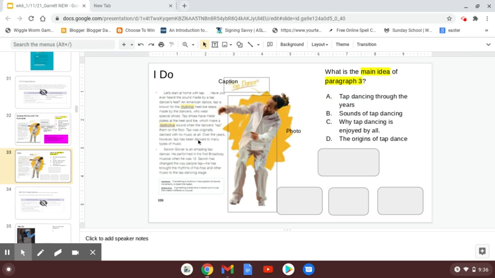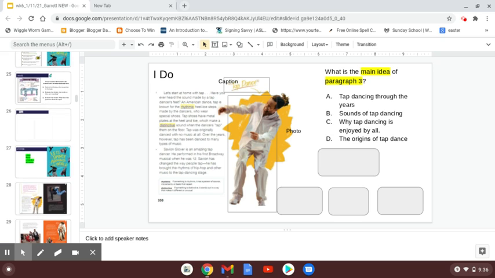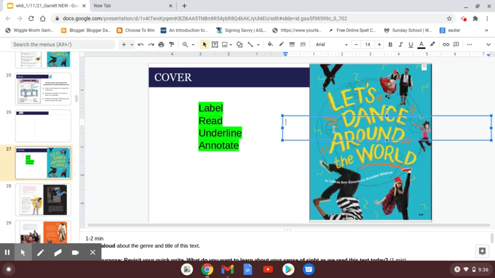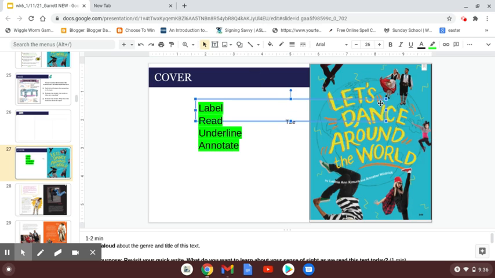Okay. So in my text so far, I have a photograph, I have a caption. I want to look at the title of this story or this text as well. It says, "Let's dance around the world." That is the title of my text. So I'm going to label that as title. This is the title of my text. Let's dance around the world.